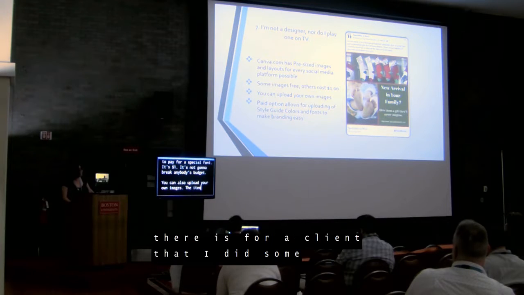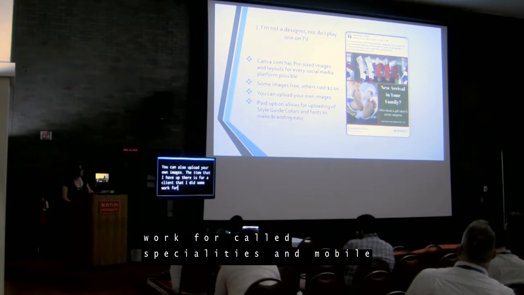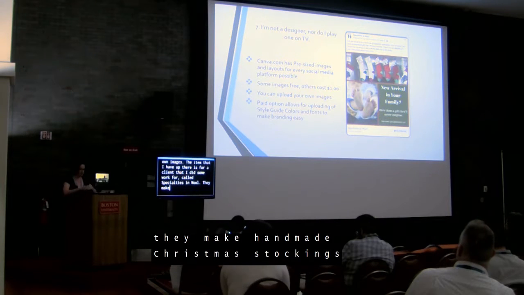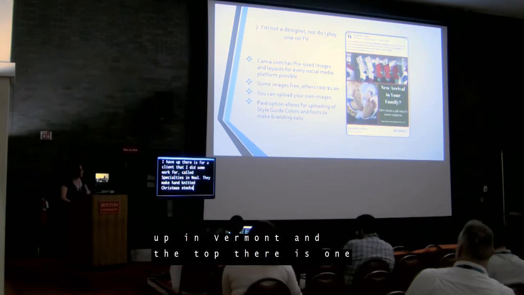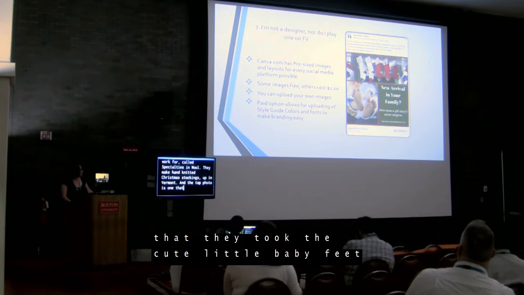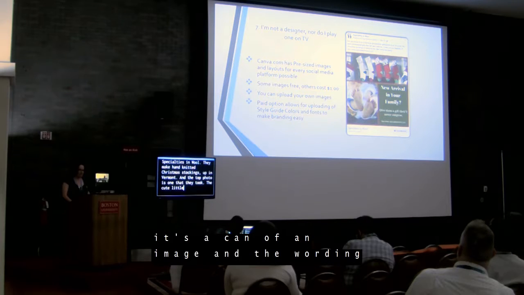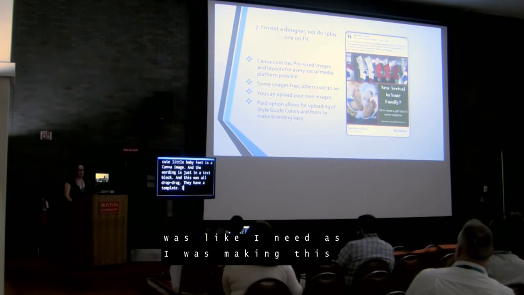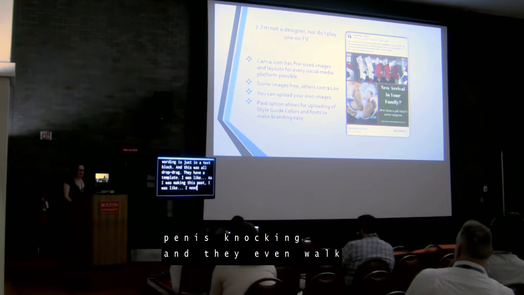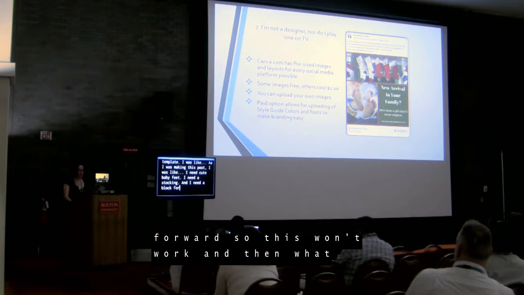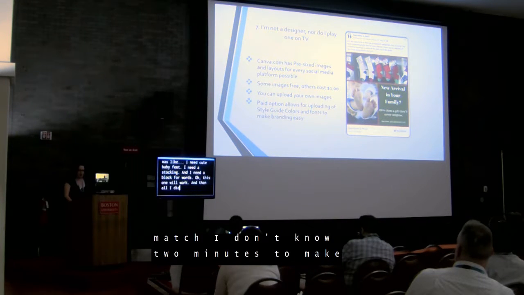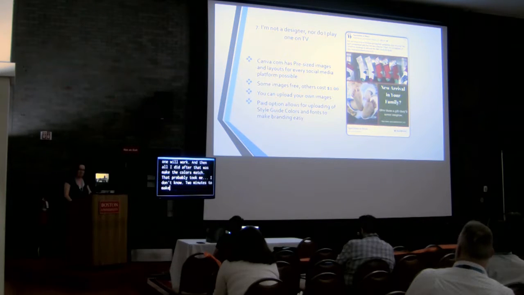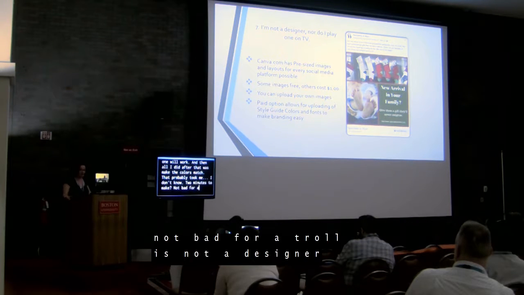The item that I have up there is for a client that I did some work for called Specialities in Wool. They make hand-knitted Christmas stockings up in Vermont. And the top photo is one that they took. The cute little baby feet is a Canva image. And the wording is just in a text block. And this was a little drag and drop. They had a template. As I was making this post, I was like, I need a cute baby feet, I need a stocking, and I need a block for words. Oh, this one will work. And then all I did after that was make the colors match. That probably took me 2 minutes to make. Not bad for a girl who's not a designer.